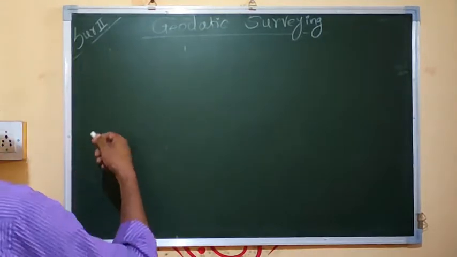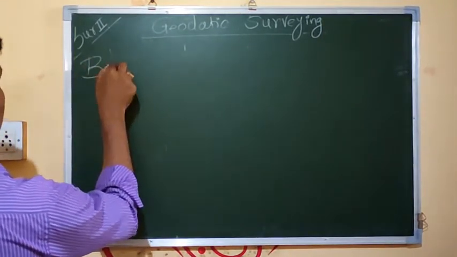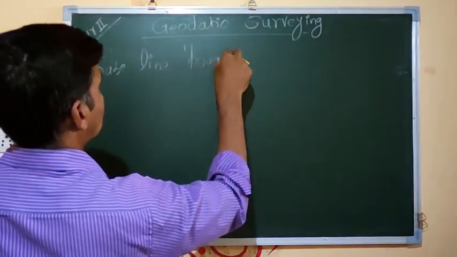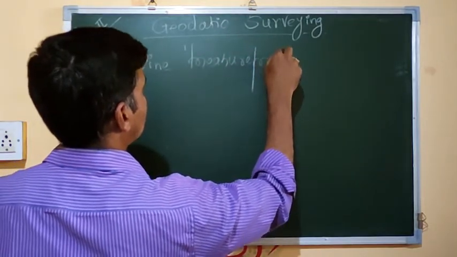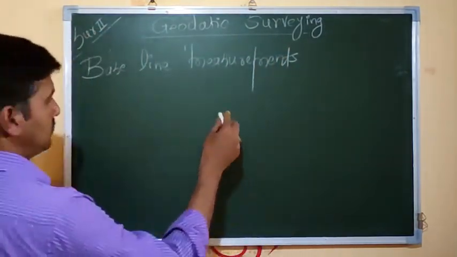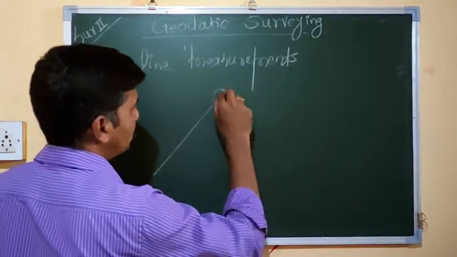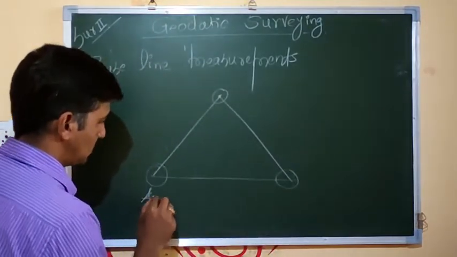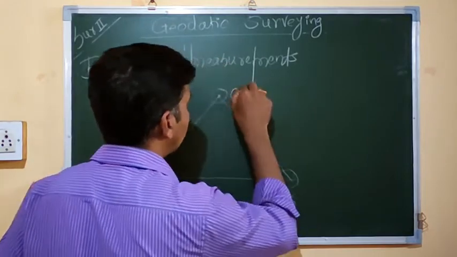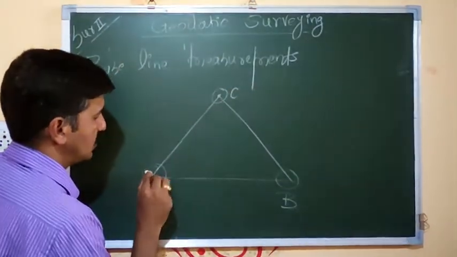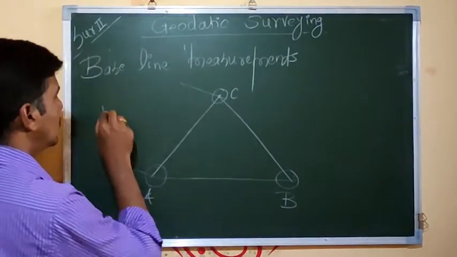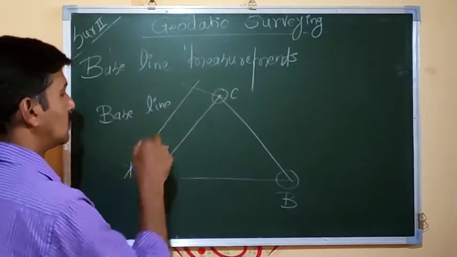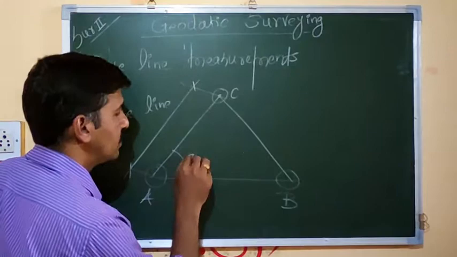Baseline measurements. Now second year, again I draw a triangle, because the triangle is the main thing in geodetic surveying. So say this is point A, say this is point B, say this is point C. In this triangle we are going to measure, suppose this is the one side which is called our baseline. And suppose this is the angle that we are going to measure.